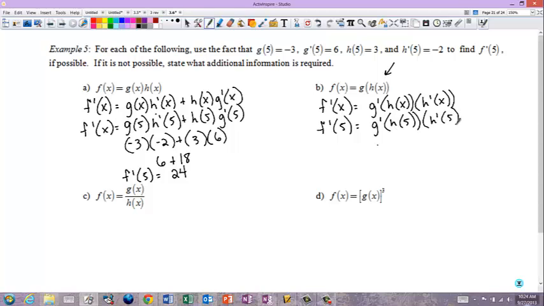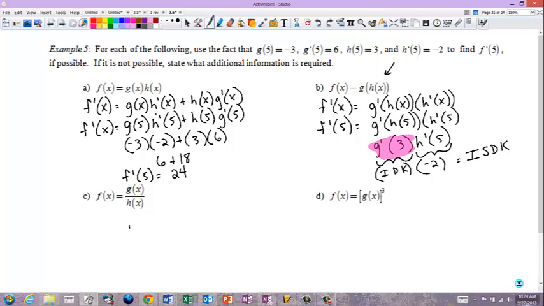Now we got to be careful here. G prime, h of 5 is 3, times h prime of 5. G prime of 3, oh, I don't know that. That's the additional information. I don't, IDK. I'm just going to give that like y'all do. I know this one, times negative 2. I don't know times negative 2 is I still don't know. So the additional information that's required is I need to know that right there, and I don't have that.